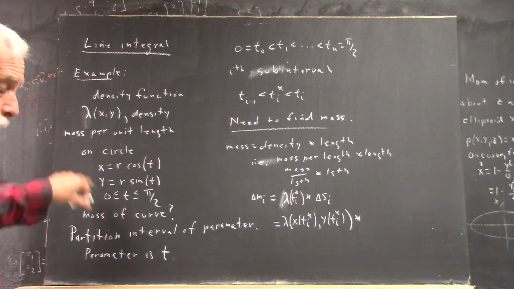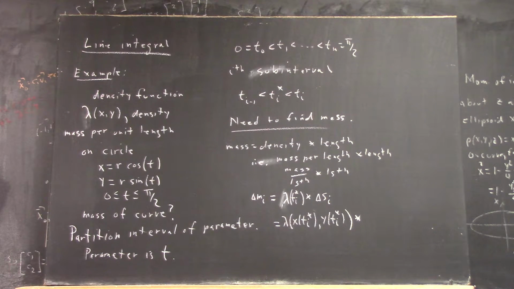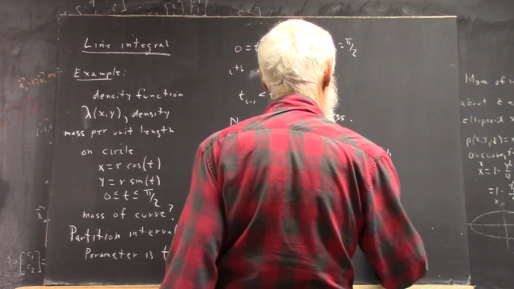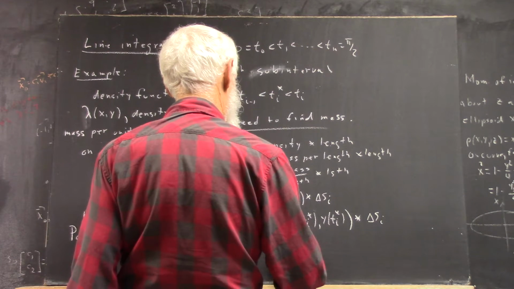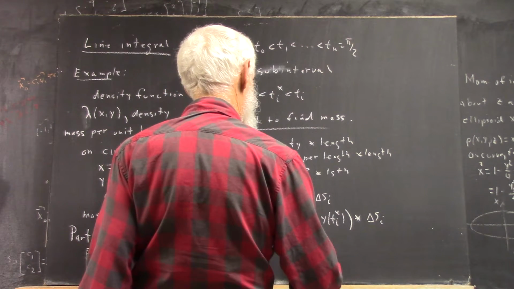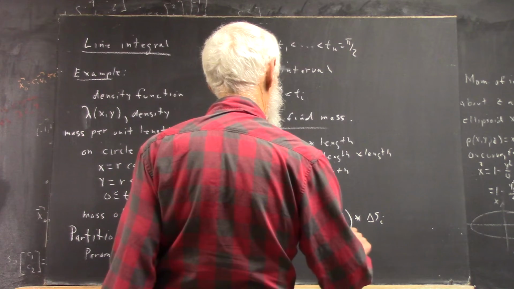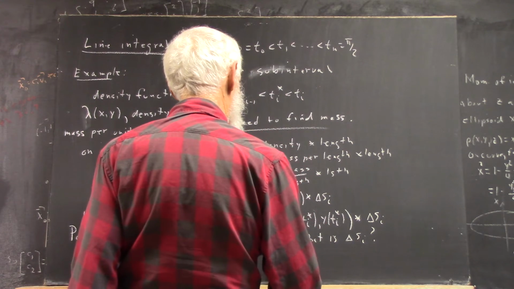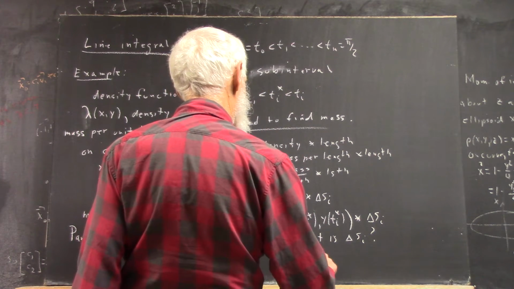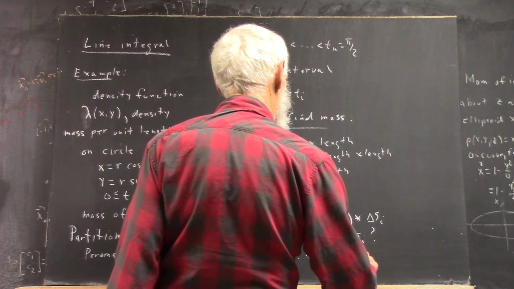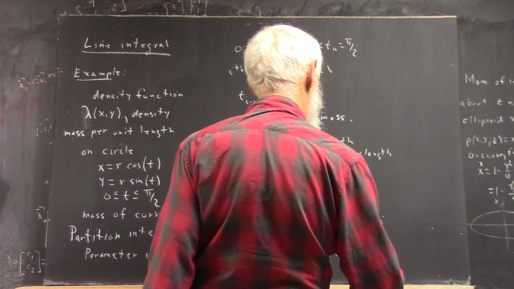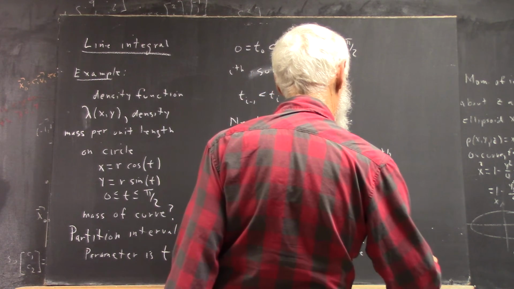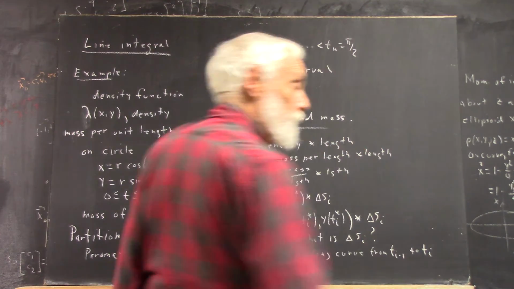So in general, how are we going to figure out how far we move? So the point is, it's this times delta S i. What is delta S i? It's the distance along the curve from t i minus 1 to t i, but how are we going to get a handle on that?